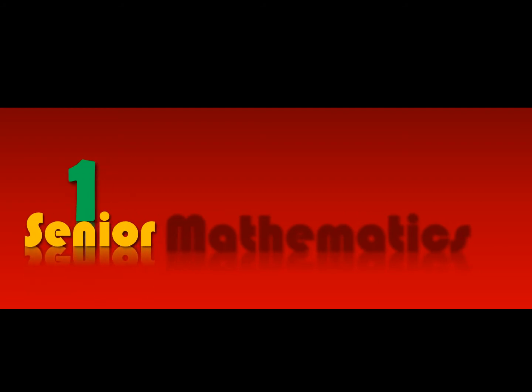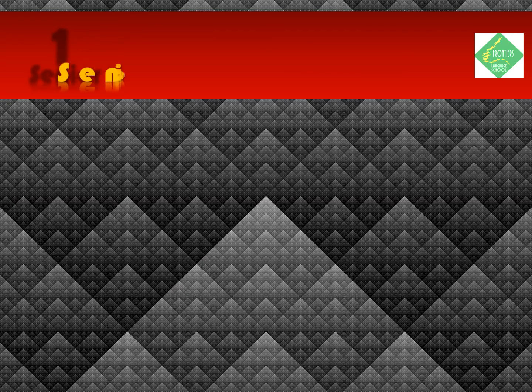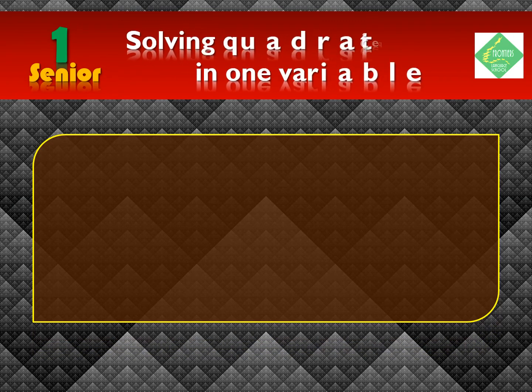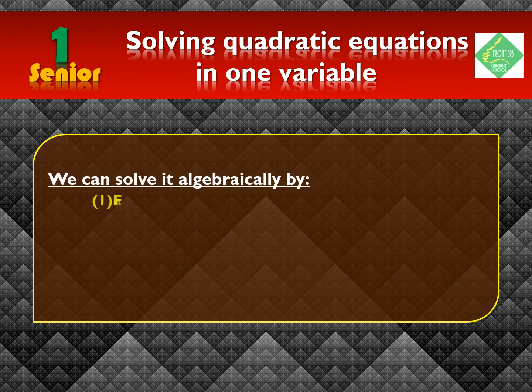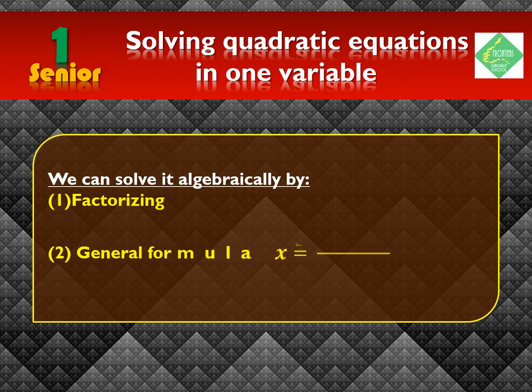Today we are talking about algebra at senior 1. The first lesson is about solving quadratic equations in one variable. You have to know that you have two ways to solve a quadratic equation, algebraically and graphically. First of all, we are talking about algebraically. Algebraically consists of two ways, factorizing and general formula.